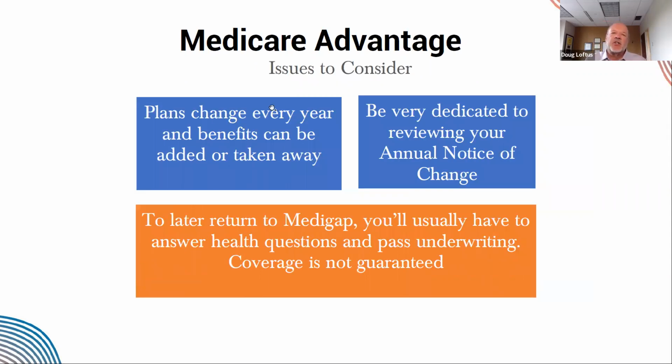So, issues to consider with Medicare Advantage. Plans change every year and benefits can be added or taken away in any given year. So once you're in Medicare Advantage, you've got to keep track of what your plan covers. Does it still have your doctor? And you may have to change plans in any given year during your annual enrollment period, which we'll talk about. You have to be careful about reviewing this information because you may get a surprise. You go to your doctor in January and your doctor says, oh, I'm no longer in that network. So those are important to keep track of.